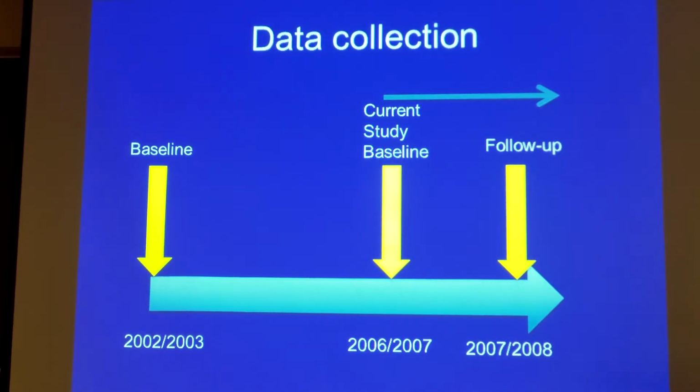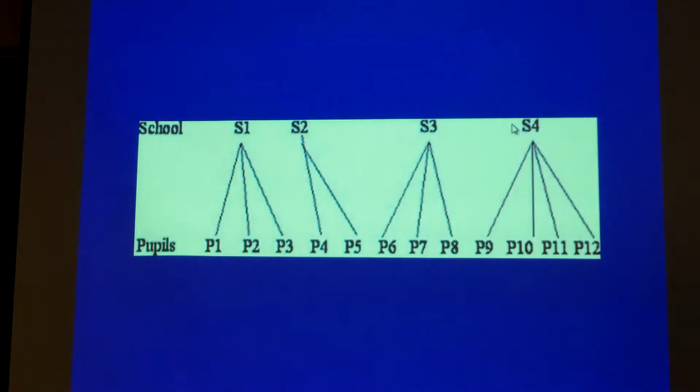So here's an example. The original cohort was started in 2002 to 2003 and ran to 2008, but physical activity data was only collected in 2006 and then 2007. This is the current baseline, and then this is the follow-up, so just a 1 year follow-up. This slide helps illustrate that pupils, the students, are nested within schools.